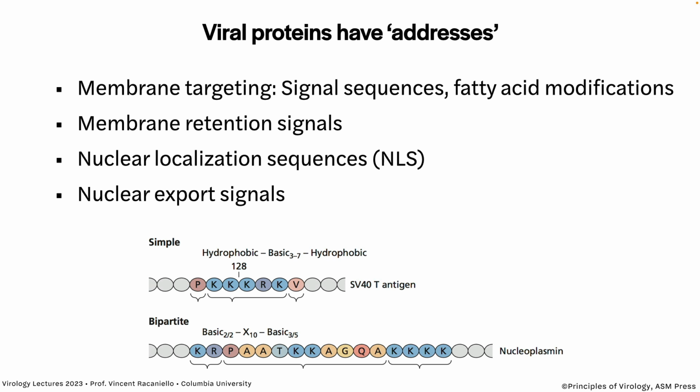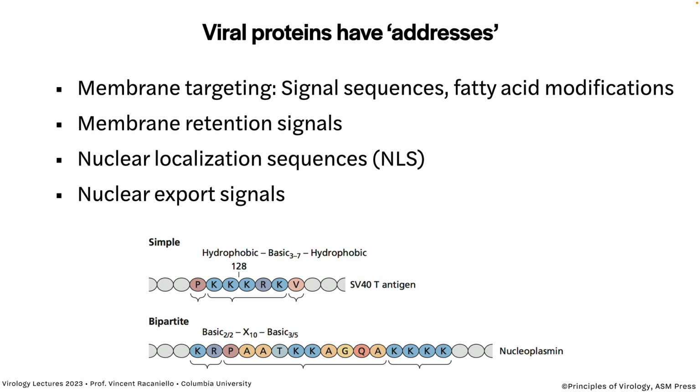Now, viral proteins need to go to the right places. They have addresses to do so. All kinds of addresses are known and have been studied, and they're listed here. We need to get viruses and viral proteins to membranes, so there are membrane targeting sequences. There are signal sequences which tell the protein to get translated into the ER lumen, of course. There are also fatty acid modifications on proteins that target them to membranes. We'll talk about those. There are signals to stay in the membrane. So some proteins need to stay there, not leave. Membrane retention. There are nuclear localization signals, of course, to get into the nucleus. And there are signals to get out, nuclear export signals as well.